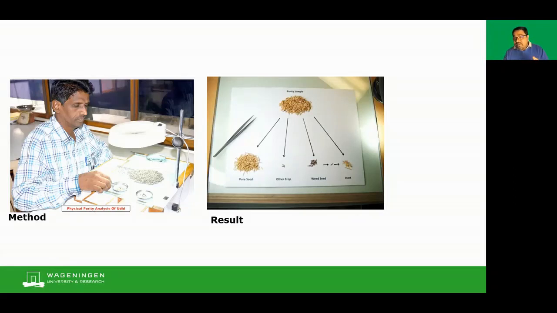But regarding the regular seed, otherwise you can easily identify the weed seeds and the inert matter, that is the broken. You can see from here the result. The inert matter is there, the weed seeds are there, other crop seeds are there, and this is the pure seed. So these fractions are again weighed, and the percentage is calculated based on the submitted sample.